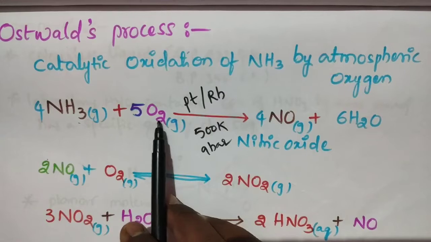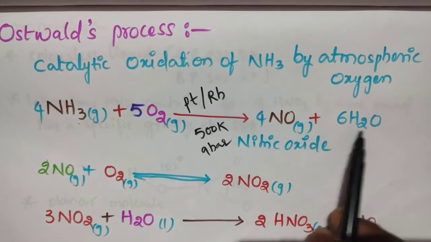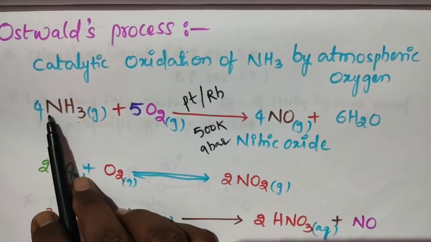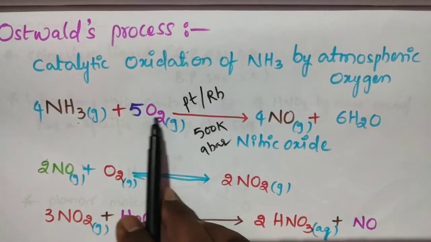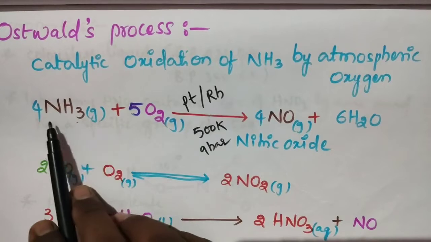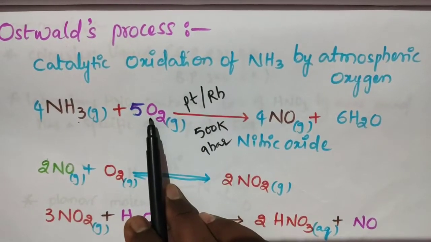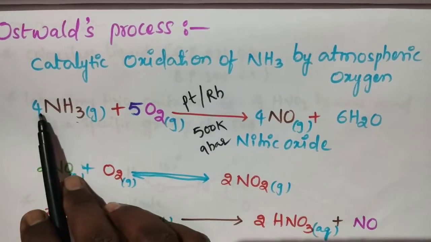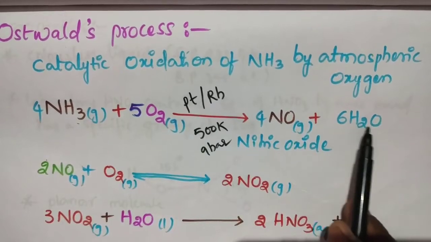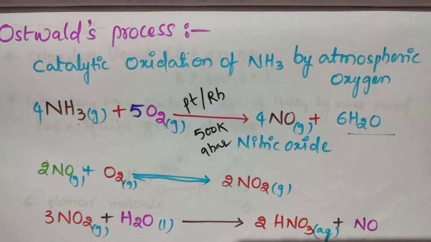NH3 plus 5O2, we get 4NO, nitric oxide, plus 6H2O. So that means with 4 nitrogens, in that 5O2, 5 twos are 10 oxygens. In that we used 4 oxygens for 4 NO, remaining 6 oxygens, and this 4 into 3, 12 hydrogens. So 6 into 2, 12 hydrogens and 6 oxygens in the formation of 6H2O. So this is the first step.